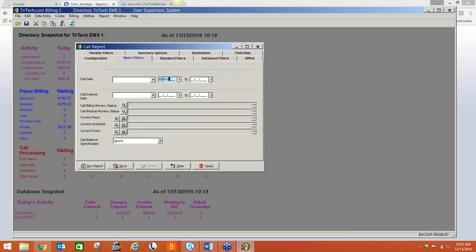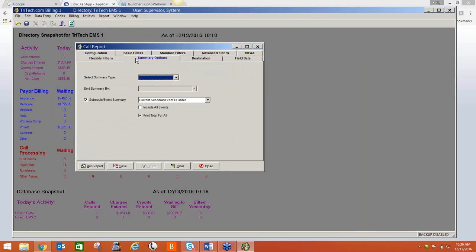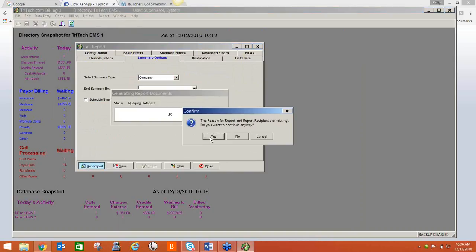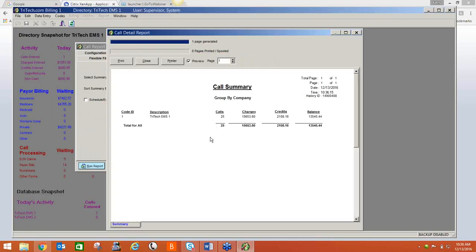So, putting in our 2016 dates, again, a summary, and what would you like to see that summary by? If all you're interested in is the number of calls, we could just run it by company and run a report and see how many calls we had with a 2016 date. So again, you can see this database had 25 calls.